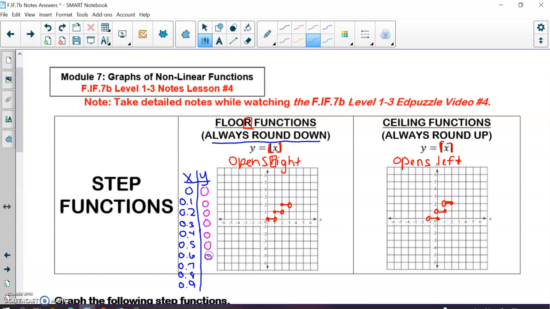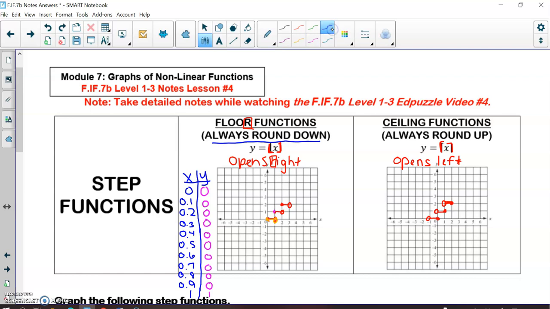So we get zeros all the way up to, if I have an x value of 1, then our y value is going to be 1 here, which is why this bottom step extends from 0 all the way to 1, but we have an open dot on 1, which means that the y value is not actually 0 at that point. The y value when x is 1 is 1. And we start our next step.